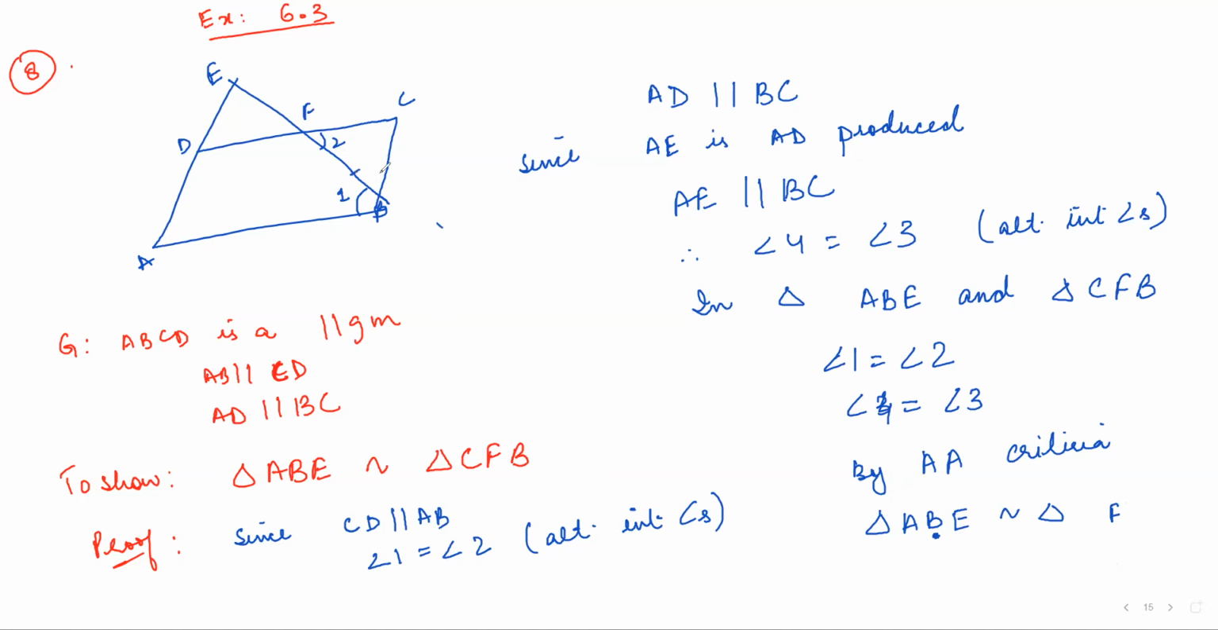And then I have angle 3 is equal to angle 4. So when I have B, I should have E here. So if I have E here, I should have B here, and then C. So CFB. So that's the correct naming. Got it?